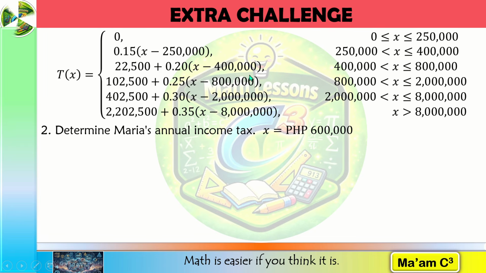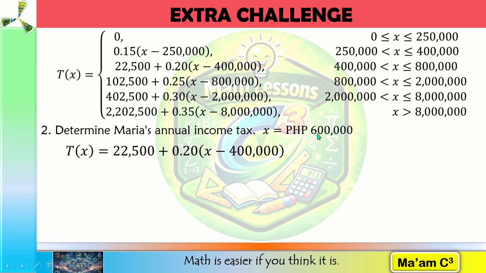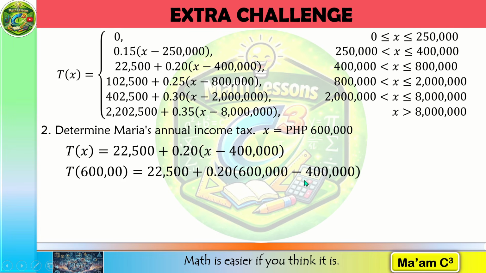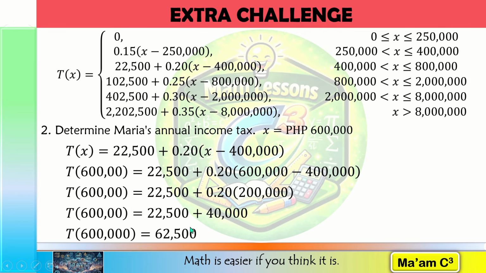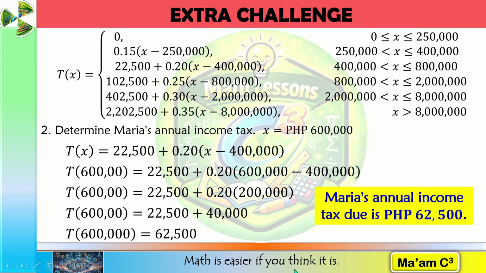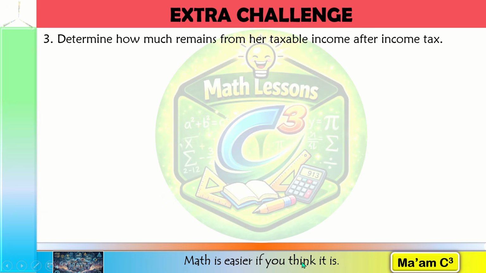And it falls here. So we're going to use this condition. We're going to substitute 600,000 for our excess here. 600,000 minus 400,000 is 200,000. We're going to multiply it by 20%, 0.2, and that is 40,000. And add it to 22,500. 62,500. So Maria's annual income tax due is 62,500 pesos. Now let us answer number 3.